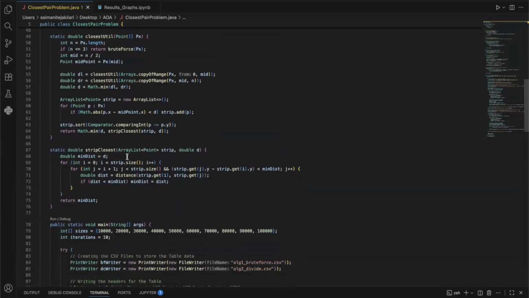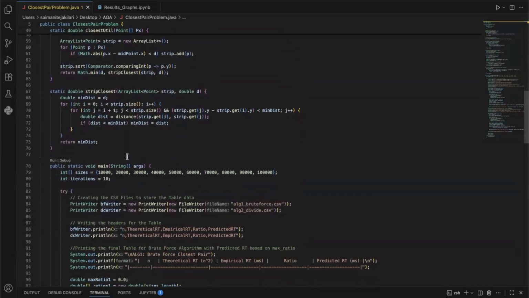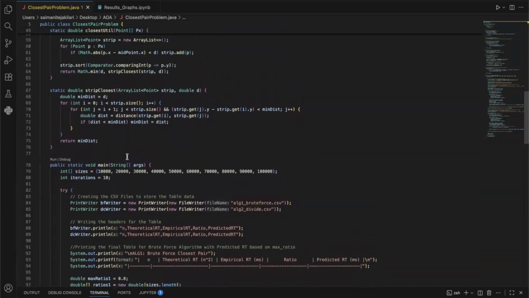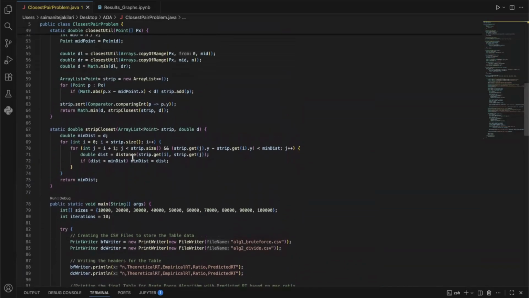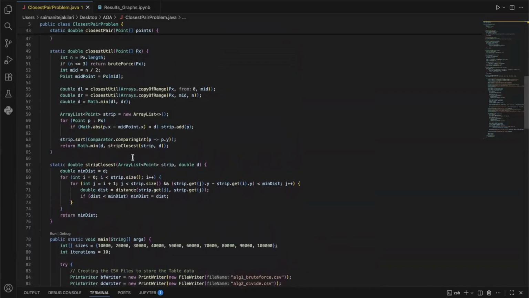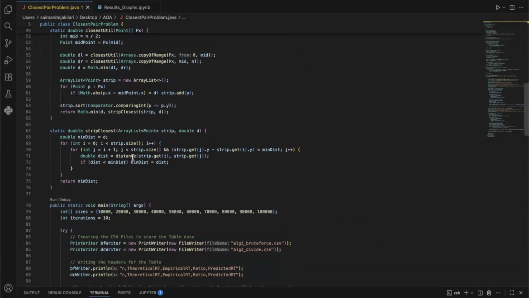It computes the theoretical n squared for each input size. When it comes to the divide and conquer, I first sort the points by their x coordinates and then recursively split them into left and right halves in the closest pair function. After solving each half, it builds a narrow strip around the midline and only compares nearby points in that strip, sorted by the y coordinates. It has a theoretical runtime of n log n.